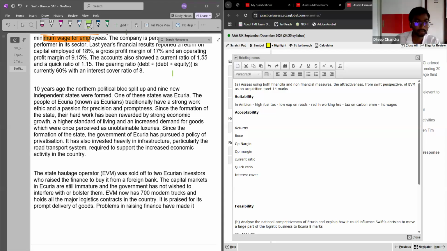10 years ago, the northern political bloc split up and 9 new independent states were formed. One of these states was Ecuria. The people of Ecuria, known as Ecurians, obviously, traditionally have a strong work ethic and a passion for precision and promptness. They're talking about people.